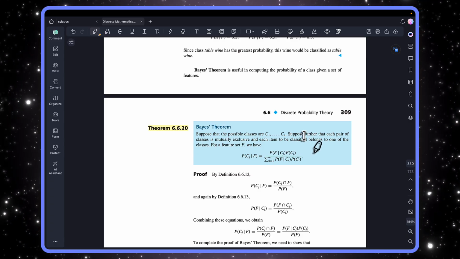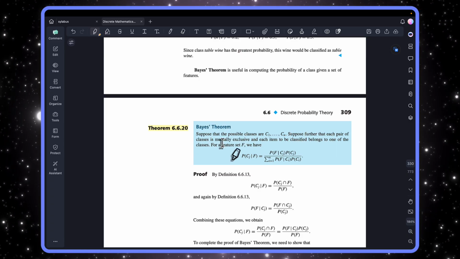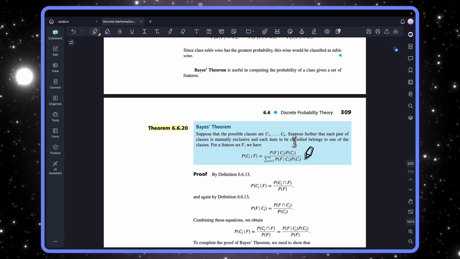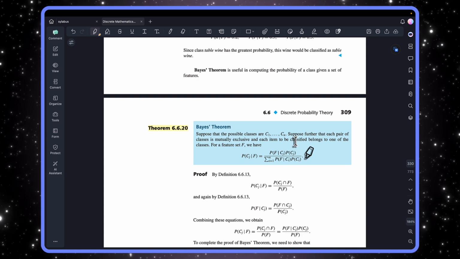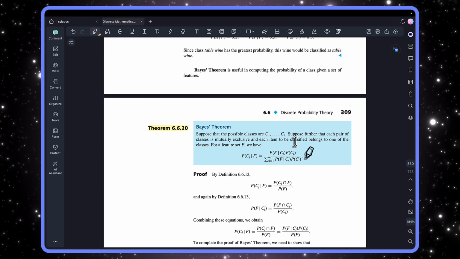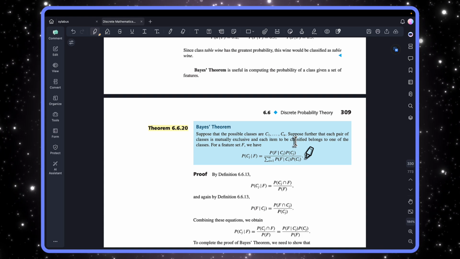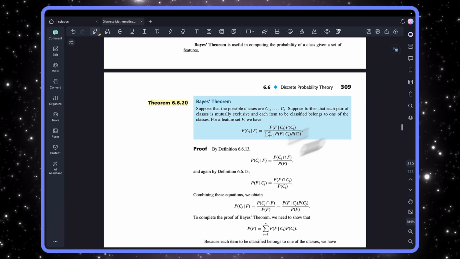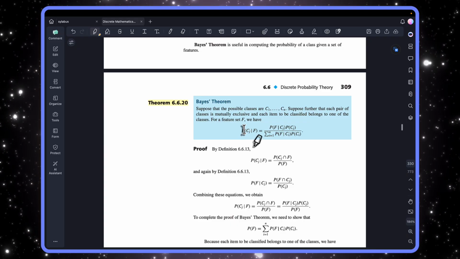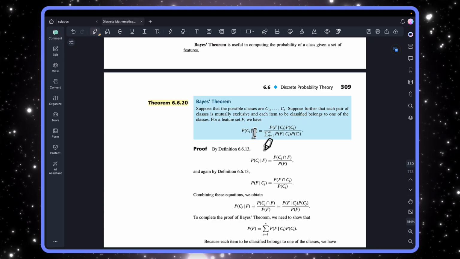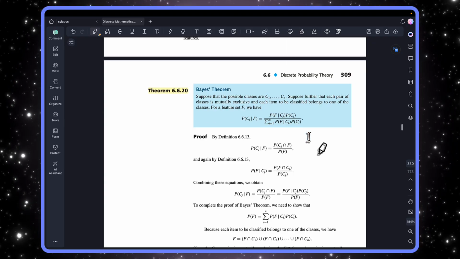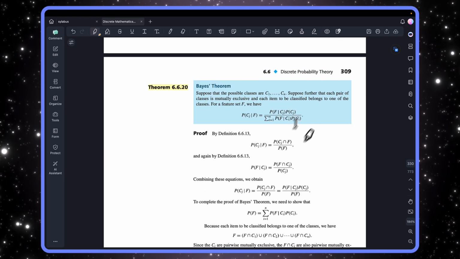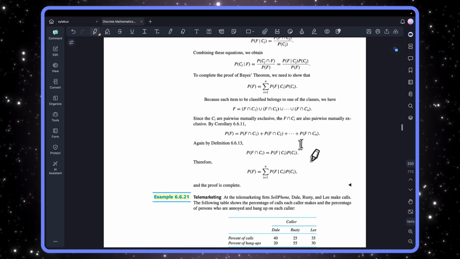Suppose further that each pair of classes is mutually exclusive, and each item to be classified belongs to one of the classes. For a feature set F, we have a formula which looks very involved, but it's really not that bad. We'll do some examples. The probability of class J, given those features, is this. Here's the proof of it. It's just a matter of chasing through the definitions that we've developed and seeing that it works out correctly.